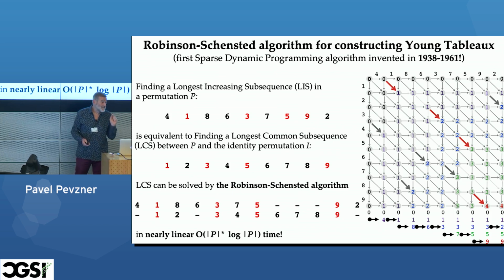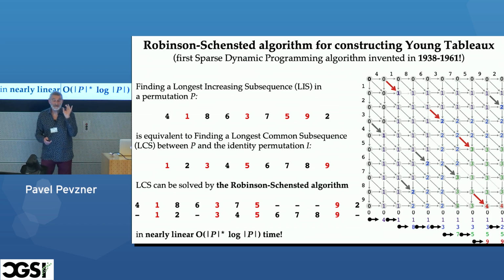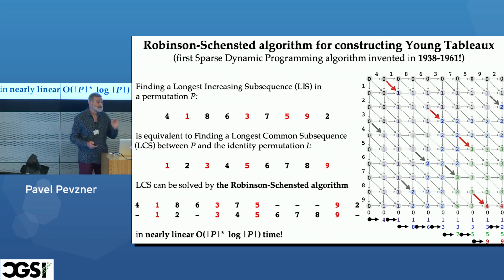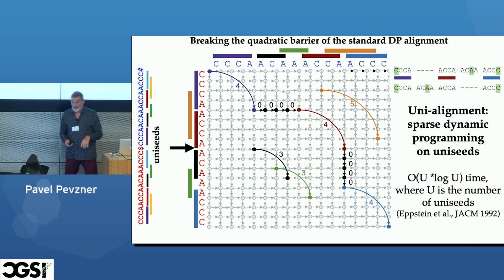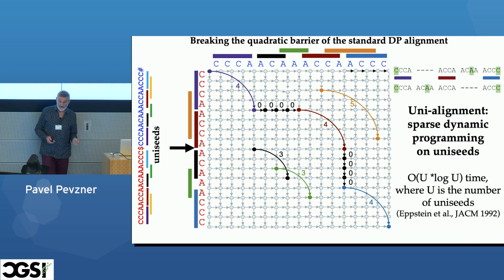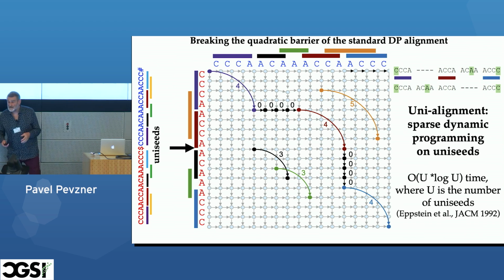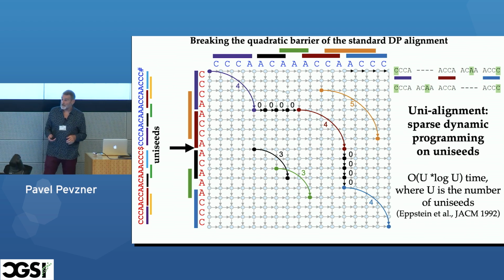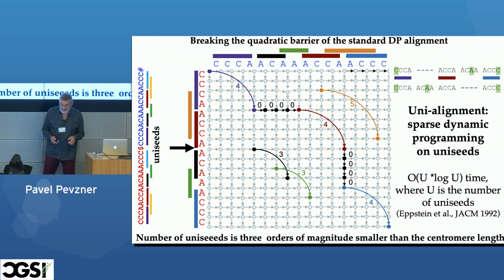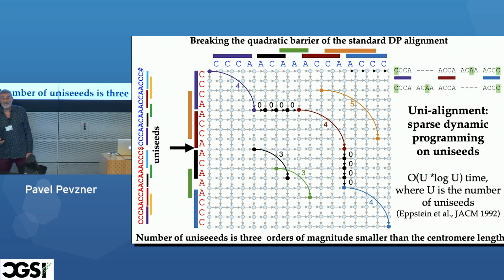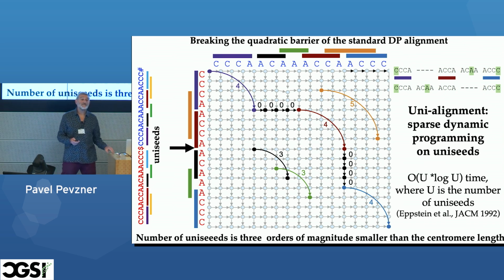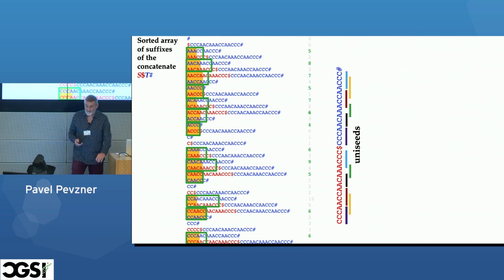So we want to make the number of seeds small, so the next step becomes fast, thanks to sparse dynamic programming. And that's how the algorithm works. We generate all uniseeds, we project uniseeds on the positions of the sequence, and then we chain them using sparse dynamic programming, and that results in a running time that is practically linear in the number of uniseeds. And in reality, the number of uniseeds is 3 orders of magnitude smaller than the length of highly repetitive sequences like centromeres. That's what makes the algorithm fast.